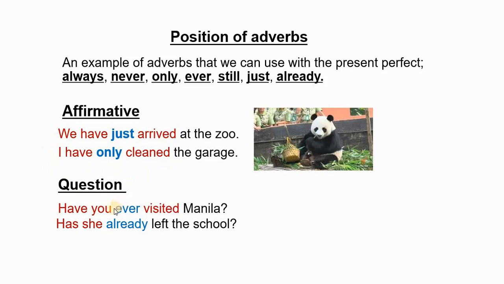Question 4. Have you ever visited Manila? So the present perfect, we have you, and the adverb ever. Has she already left the school? And so the adverb again is between the past participle and the question form of the auxiliary verb have or has. So after the subject in fact. Alright?